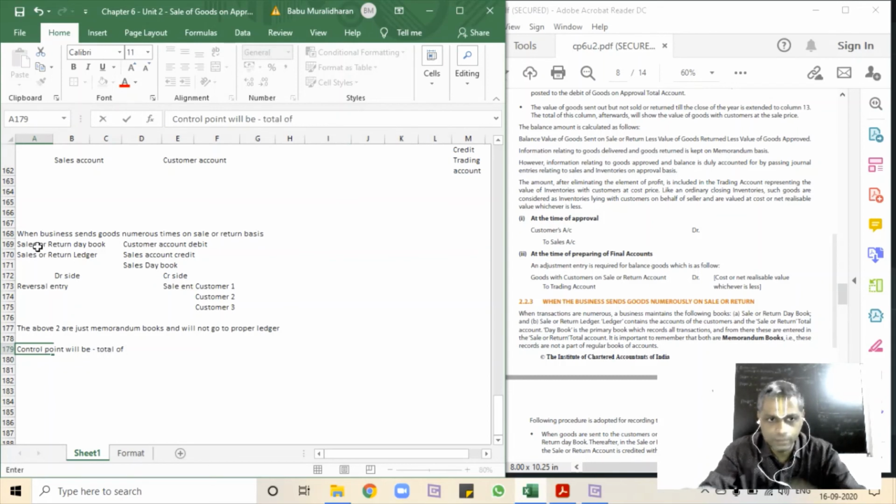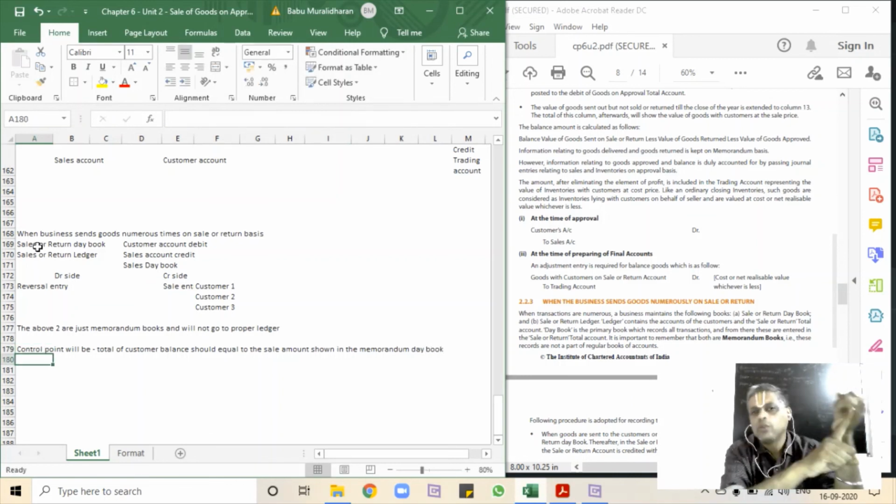One control point here will be that the total of customer balance should equal the sales amount shown in the memorandum table. Right? The total amount as shown in the sale or return daybook, and the total amount shown as sales in the memorandum daybook should match. And that is the control. Otherwise, that will say whether all the entries have got recorded or not.